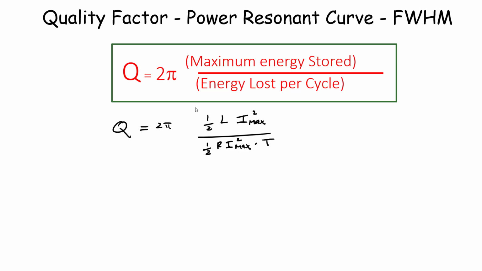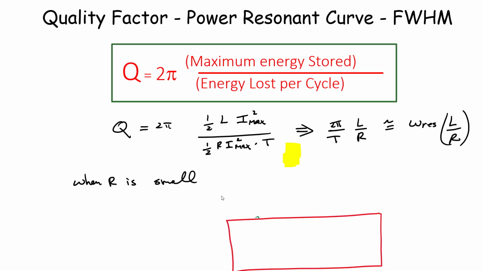For the energy lost per cycle, I've just got the energy being dissipated by that resistor, the average power, multiplied by the period, because I just want to know the energy in one cycle, not the power. So now you can cancel out quite a few things, and you're left with this expression right here, which is 2 pi divided by the period, multiplied by this ratio, L over R again. The 2 pi divided by the period, I can replace by that resonant frequency, approximately, multiplied by L over R.